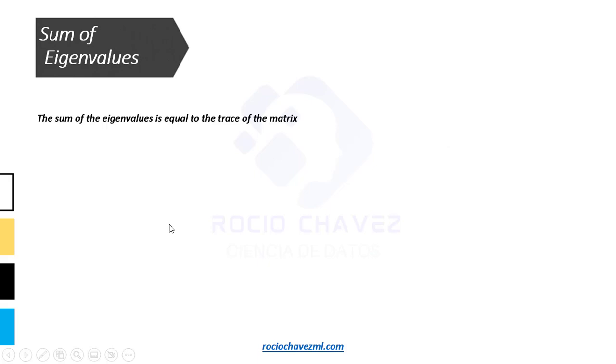Before calculating the eigenvector, let's see how the sum of the values contained in the eigenvectors is equal to the trace of the matrix, that is, the sum of the values of the main diagonal of the matrix.